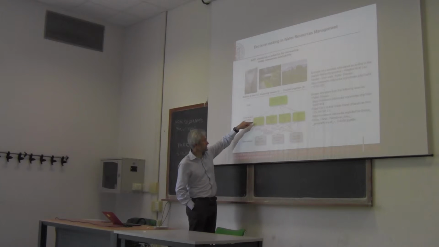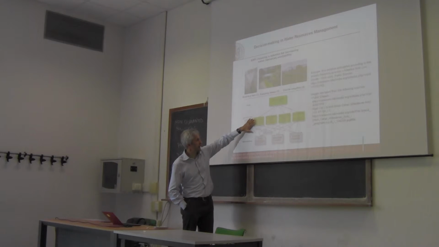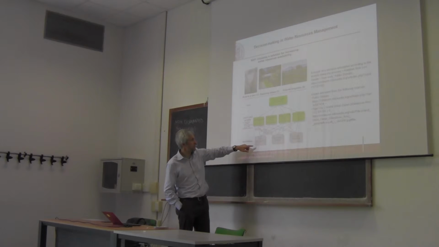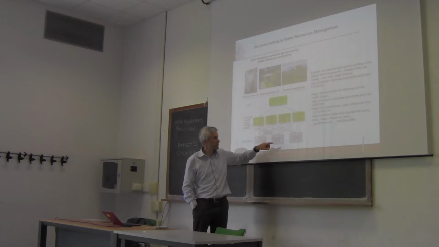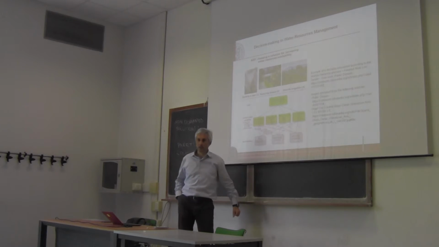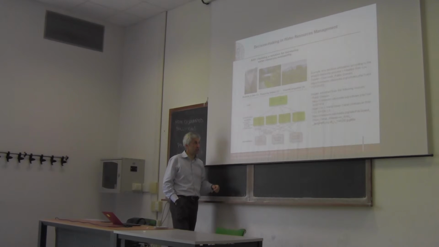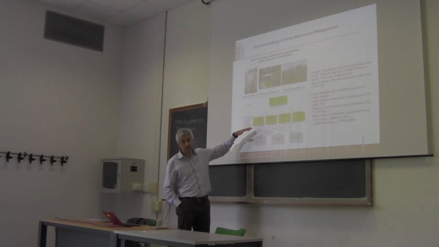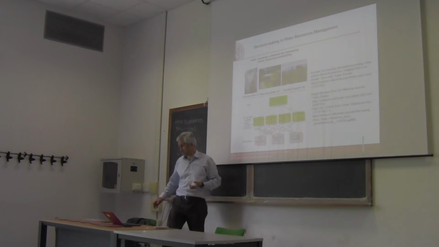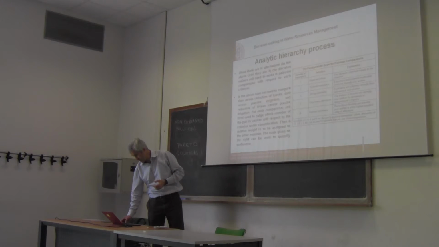And once the weights are known, we can combine the benefit of each solution through the weight, and so we can combine the score for the dam, the score for reducing losses, and the score for precise irrigation. What we need here is to determine the weights, and you know that we can use pairwise comparison.